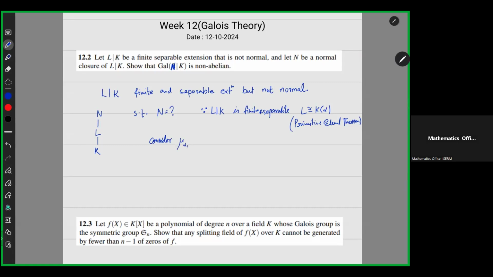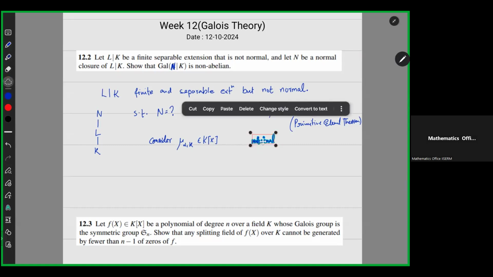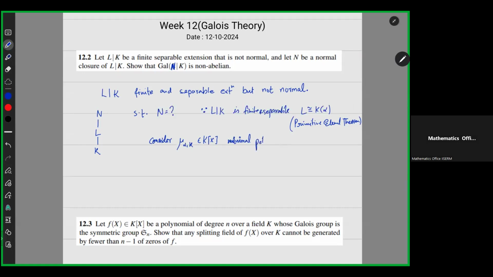Now consider the minimal polynomial mu_alpha,K belonging to K[x], an irreducible monic polynomial. It is understood that we can take the minimal polynomial of alpha.